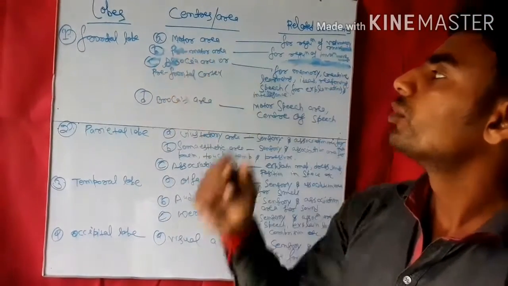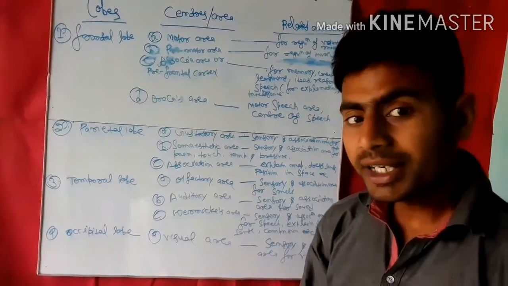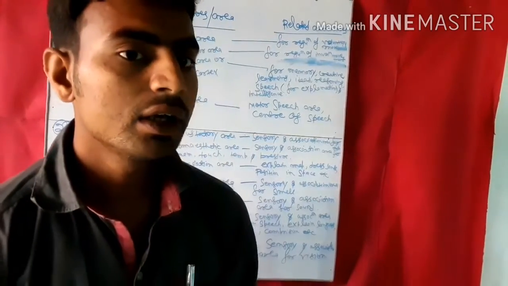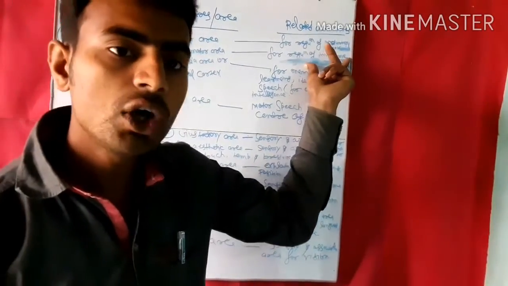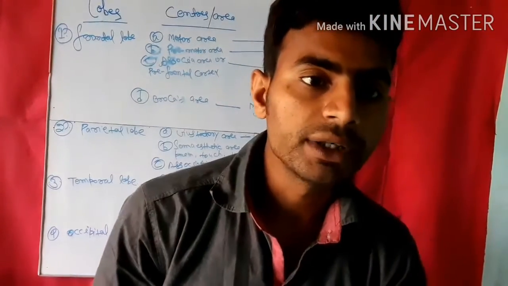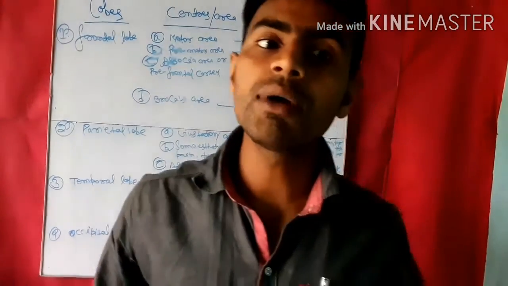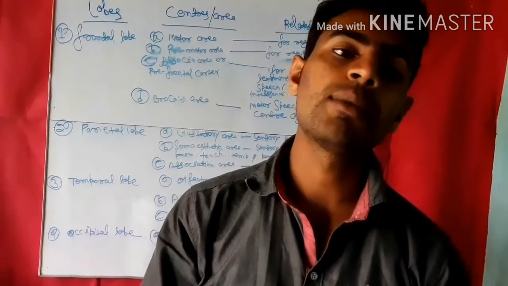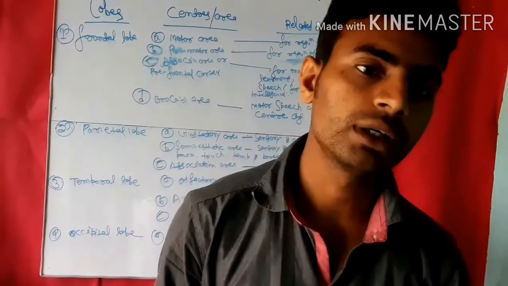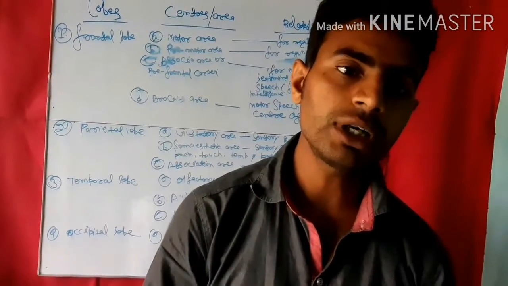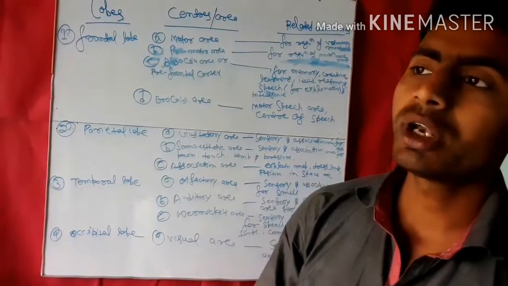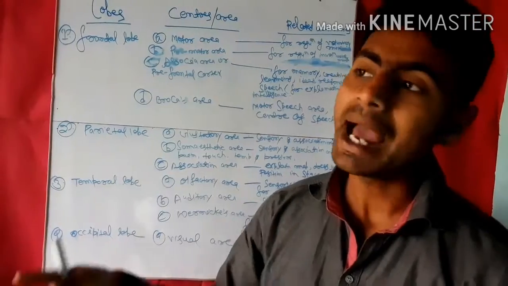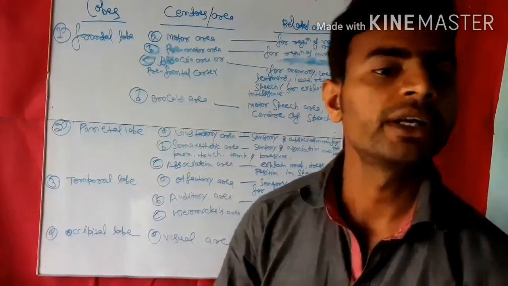Second is the premotor area, and its related activity is regulation of involuntary movement. Involuntary means that type of function which is not in our control. We cannot control those functions, and that function is called involuntary. If we cannot control a movement, that movement is called involuntary movement.